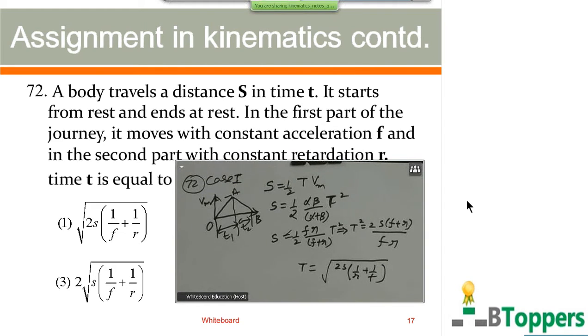If you want to copy the calculation, you can pause and copy. This problem comes from special case 1, which I discussed earlier. I have directly used the result which I already derived in special case 1 in VT graphs in the previous class. The next question is also based on the same special case.